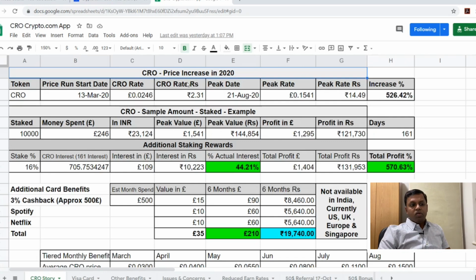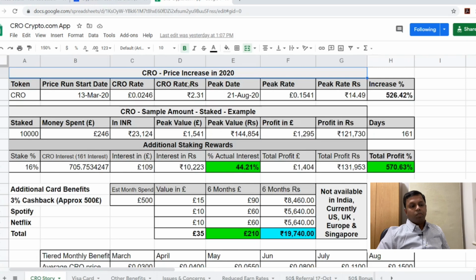And on the 21st of August, the peak of this year, it reached around 15 pence, roughly 14 rupees, which is an increase of about 526%. That is good enough for any investment. On base value, that itself is almost 6 times the money you're getting back, or 5 times more than what you invested. So if somebody had staked, like I had staked 10,000 CRO in my crypto.com mobile app, which was roughly 246 pounds in March, and in Indian rupees, it was 23,000 rupees.